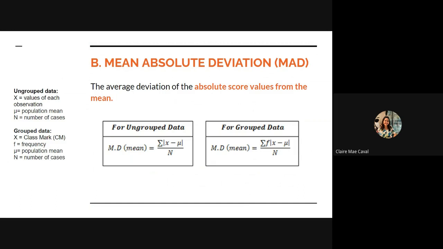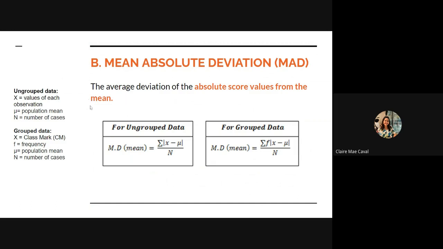Ito yung naiiba. So for example, in a classroom, there are 10 males and only one female, okay? That one female deviates from the group kasi siya lang yung naiba, okay? So, again, when you say deviation in statistics, this is the difference between a value in a frequency distribution. Again, yung MAD or mean absolute deviation is the average deviation of the absolute score values from the mean.